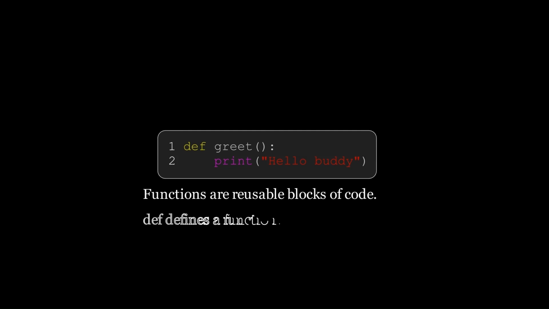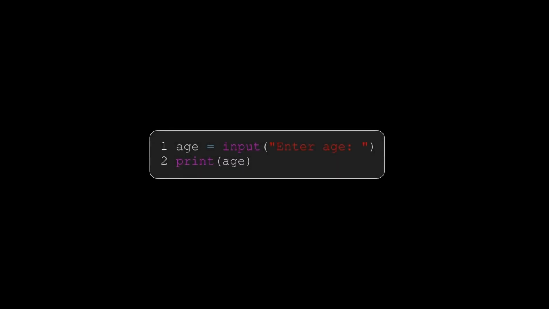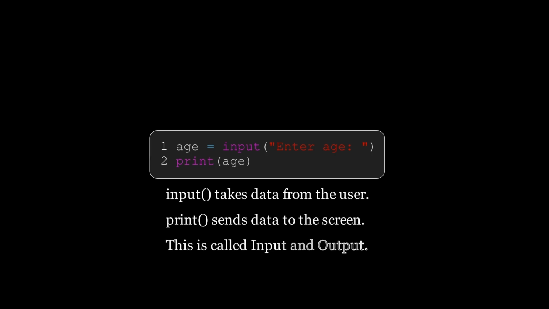Functions are reusable blocks of code that perform a specific task. Think of a function as a small machine. You give it inputs, it processes them, and it returns an output. Here, age is the input we enter. age = input("Enter age"), and age = int(age).